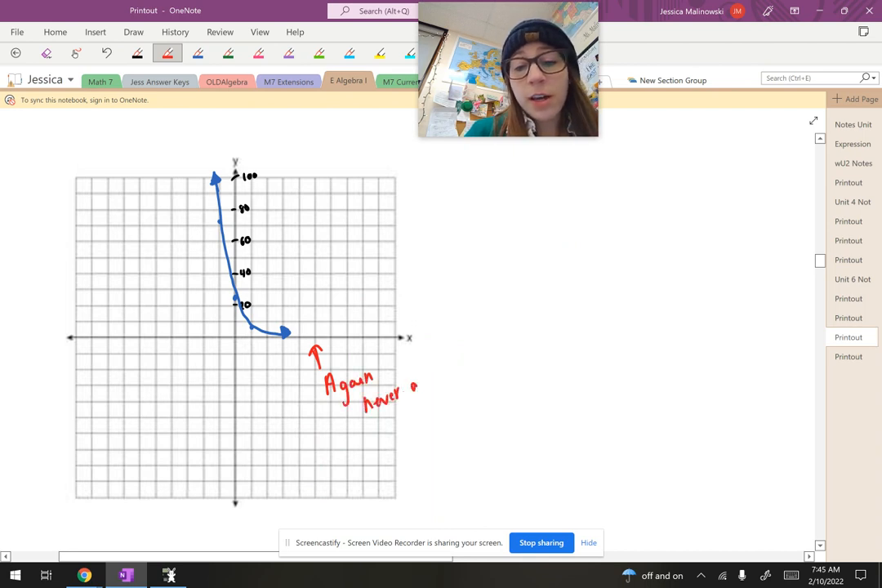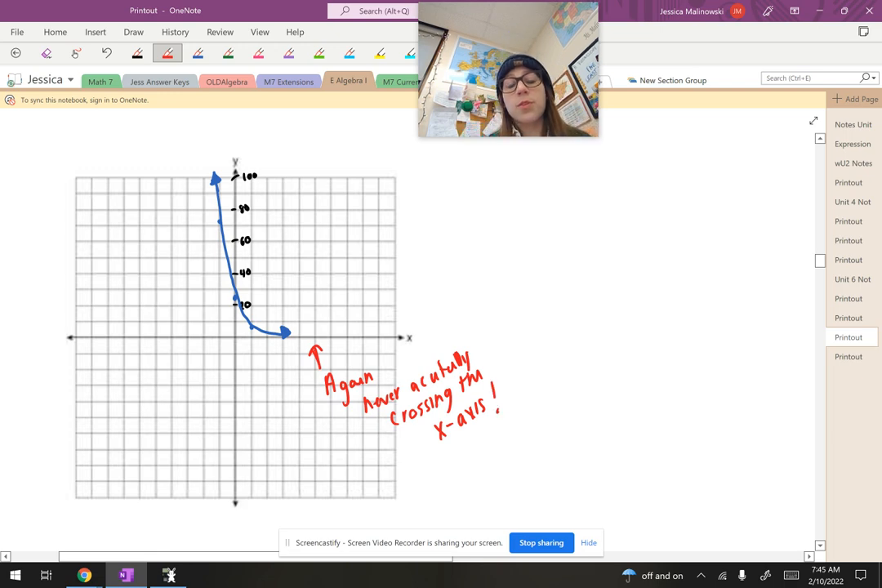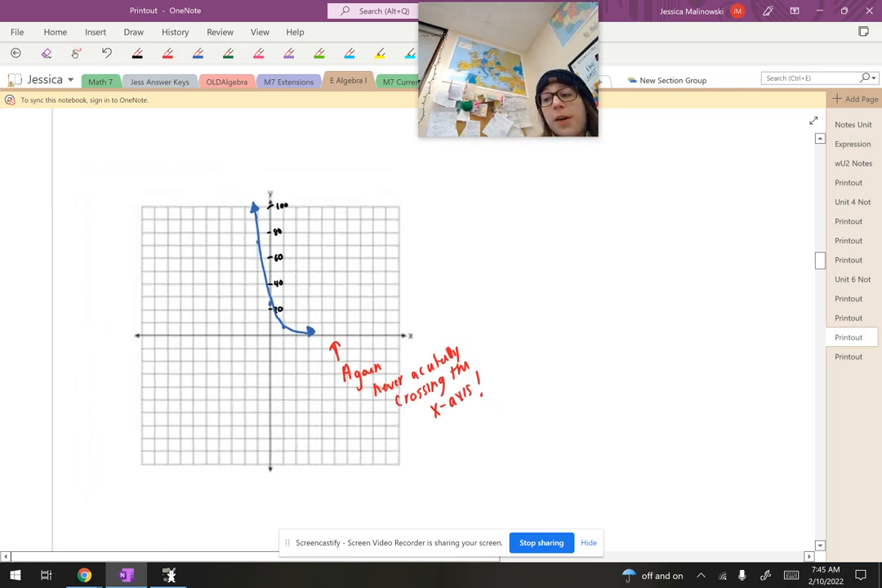So again, never actually crossing the x-axis. So very important that you're representing that.